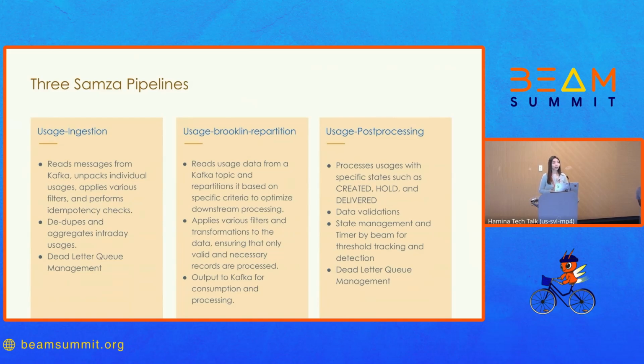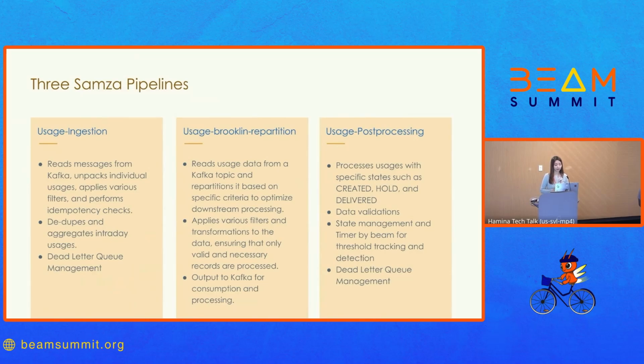Lastly, we have our usage post-processing pipeline. This is where the core of our logic resides. It processes the usages with specific states, such as created, hold, and delivered, allowing us to track the life cycle of each individual usage event. This pipeline performs critical data validation to maintain data integrity. Importantly, it also leverages Beam for state management and the timer functionality, which will be discussed in more detail in the next slide. Like other pipelines discussed above, it also includes a dead letter queue to help us manage any problematic usages.